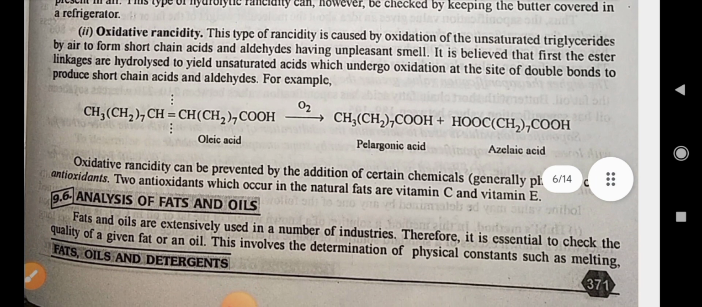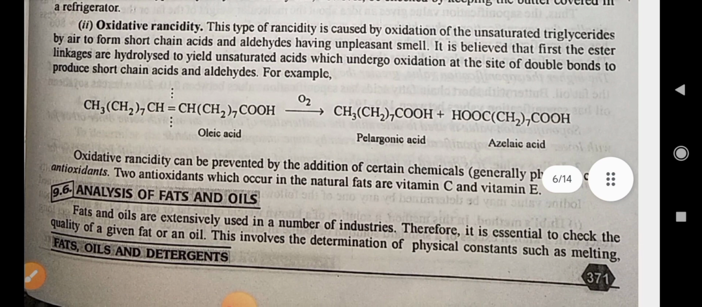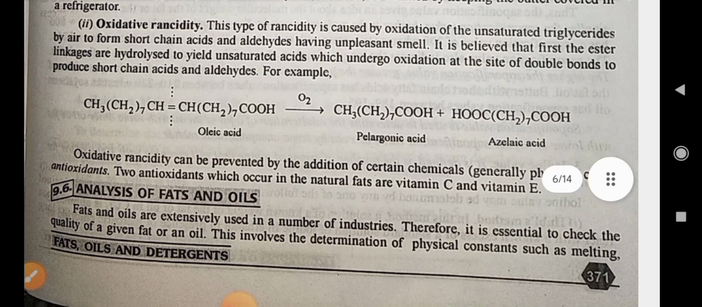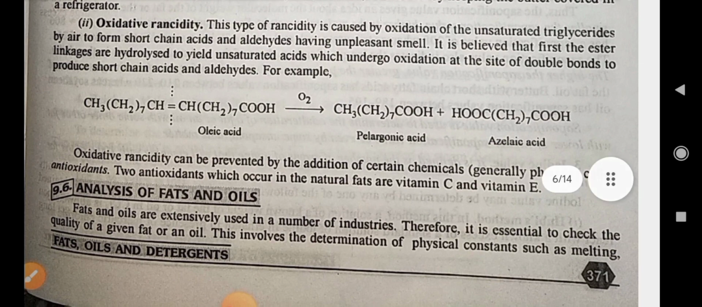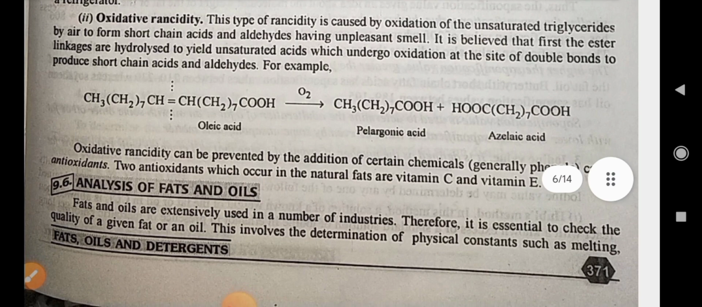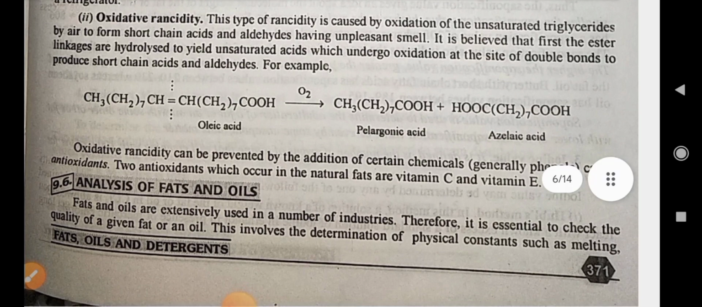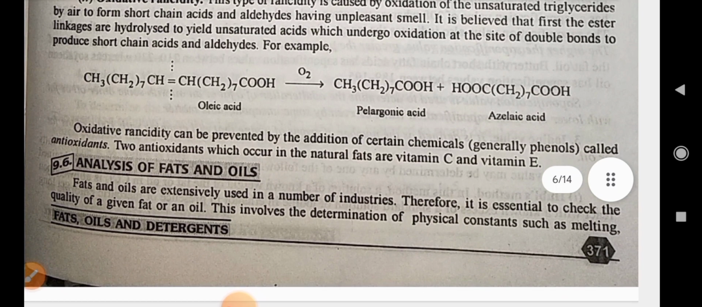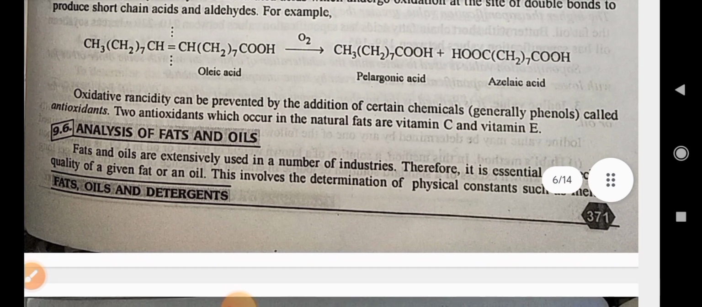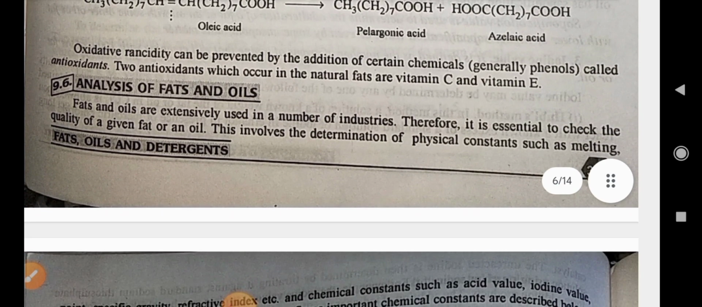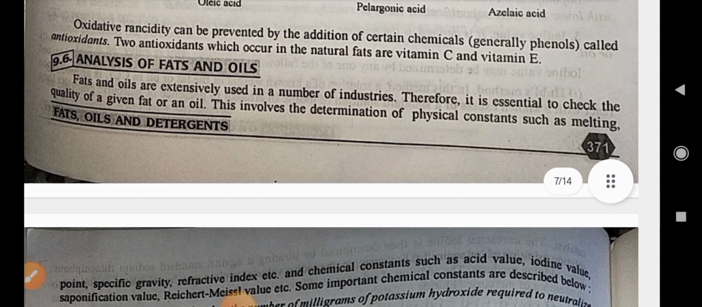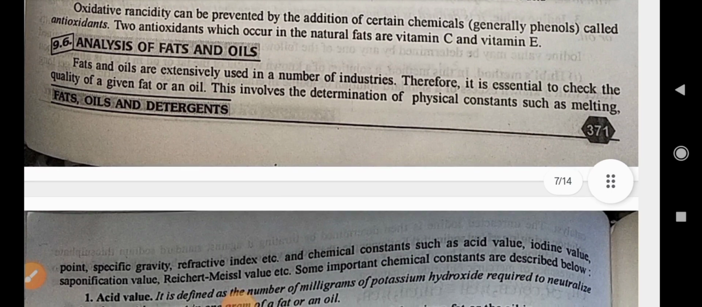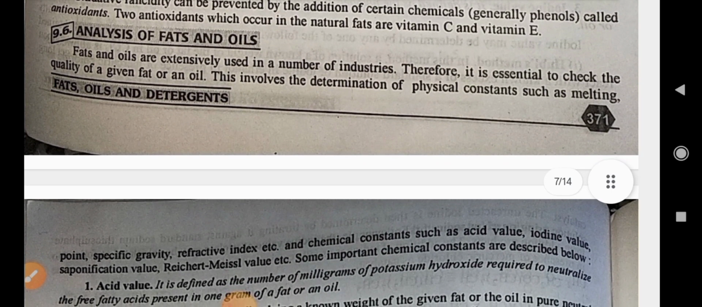Oxidative rancidity: this type of rancidity is caused by oxidation of the unsaturated triglycerides by air to form short chain acids and aldehydes having an unpleasant smell. It is believed that first, the ester linkages are hydrolyzed to yield unsaturated acids, which undergo oxidation at the site of double bonds to produce short chain acids and aldehydes, for example, oleic acid. Oxidative rancidity can be prevented by the addition of certain chemicals called antioxidants. Antioxidants which occur in natural fats are vitamin C and vitamin E.